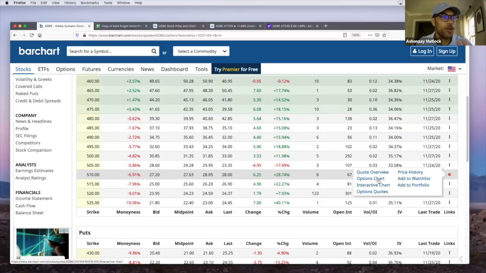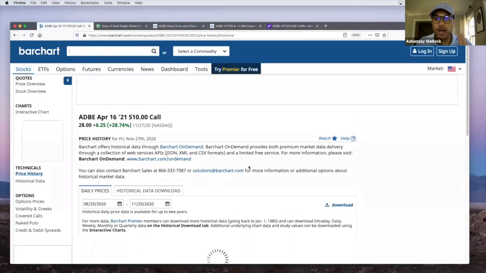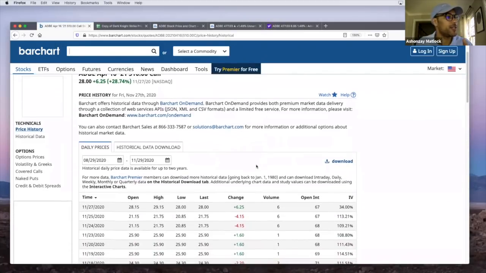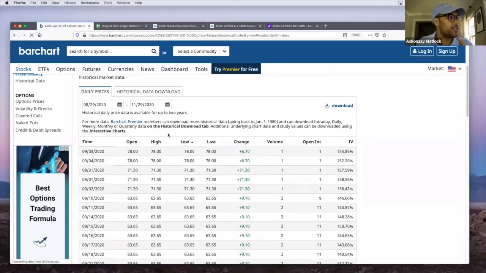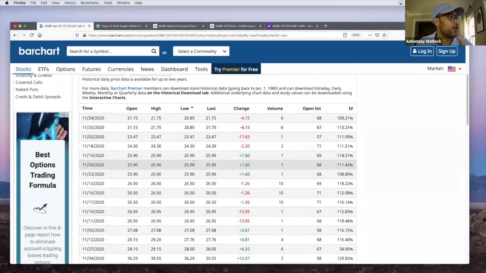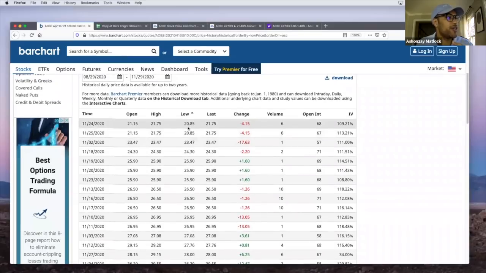So let's go in here, and then the next thing you can do is twofold, right? So we're going to start with the price history. All right, price history. What you want to do then is sort it by the lowest prices. So the lowest prices for this contract was $20.85, so basically under 21. And that went on November 24th and the 25th.